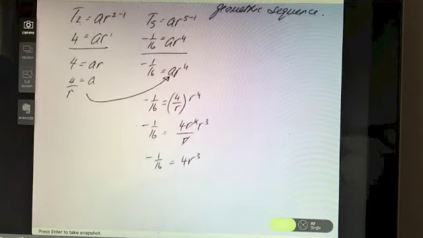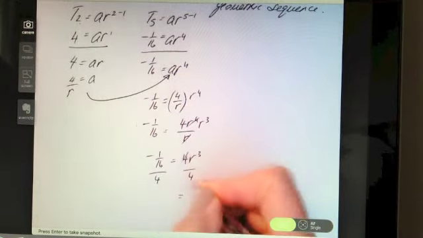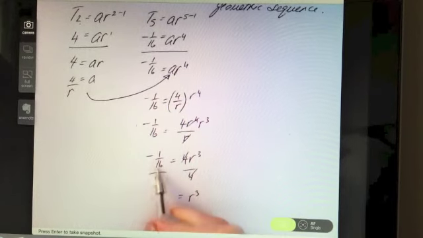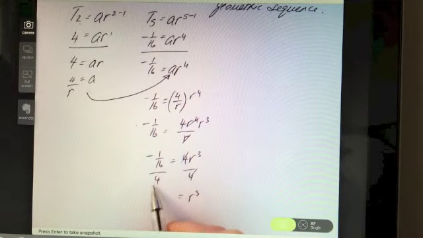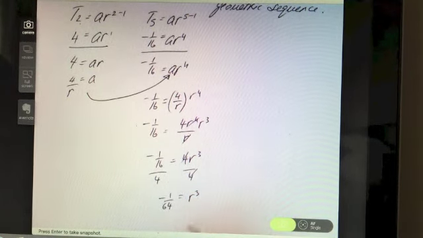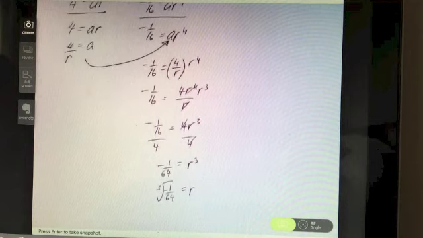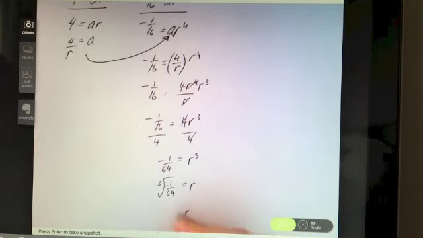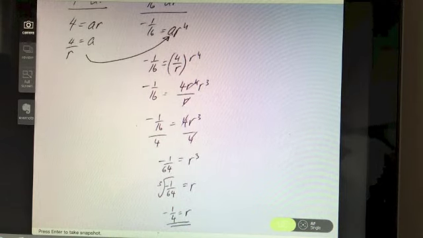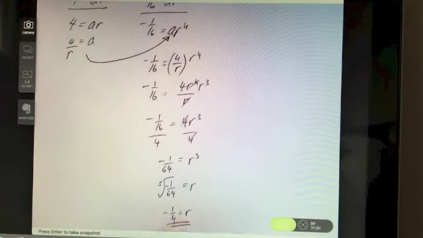Okay, so now to find r, I divide both sides by 4. That will leave me with minus 1 over 16 divided by 4, which actually works out to be minus 1 over 64. And then to get r on its own, I'm going to cube root that, and the cube root of minus 1 over 64 is minus 1/4. So that's my common ratio. So I'm going to go back up here now and find out what my a is using this value of r.